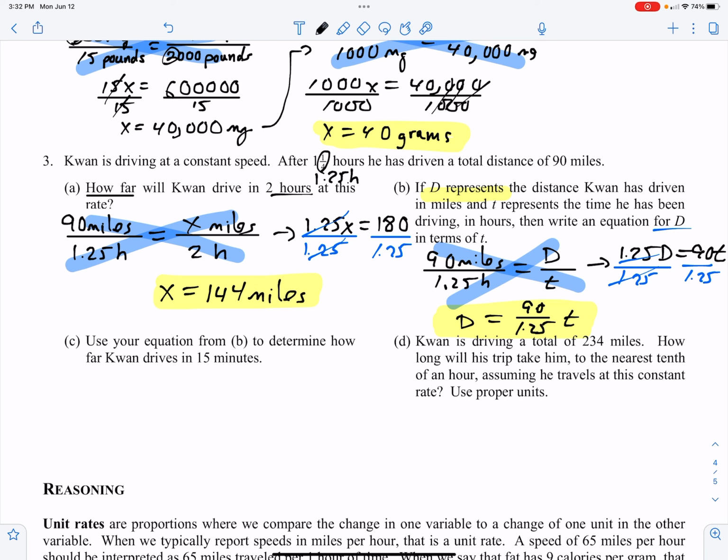Use your equation from part B to determine how far Quan drives in 15 minutes. Okay, well, 15 minutes is 1/4 of an hour, or 0.25 hours. So the distance would be 90 over 1.25 times 0.25 hours. So 90 times 0.25 divided by 1.25 means he will have driven a total of 18 miles.